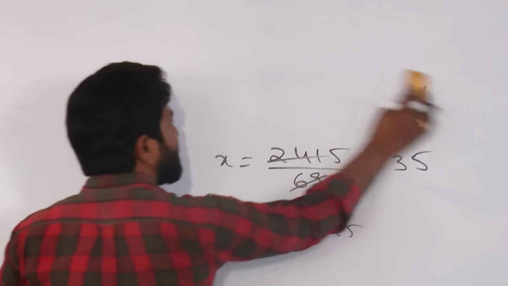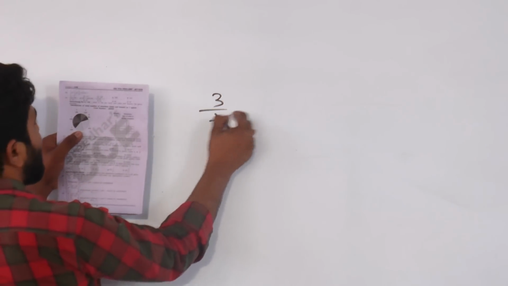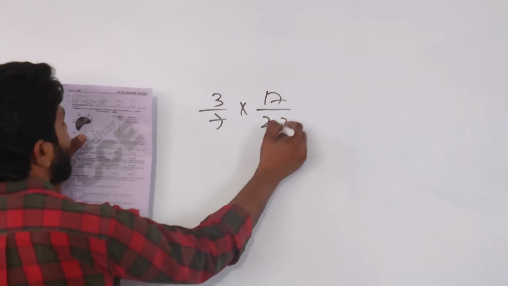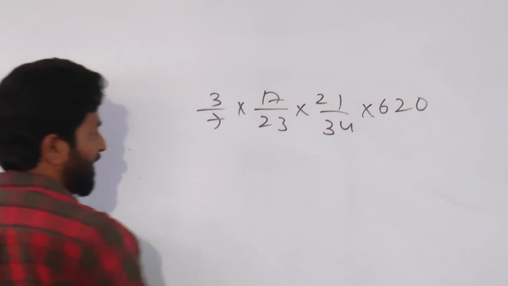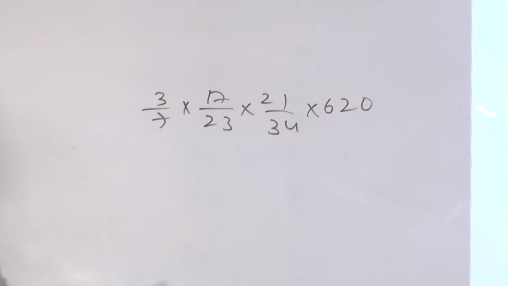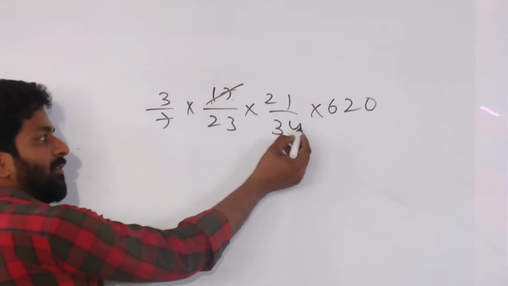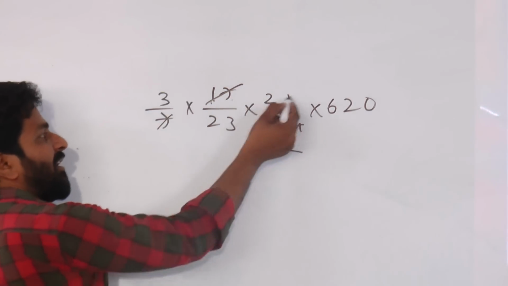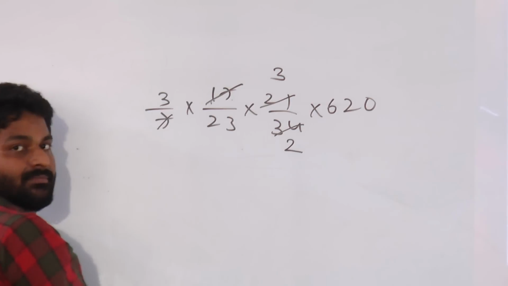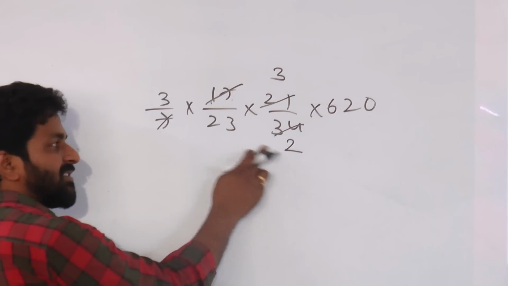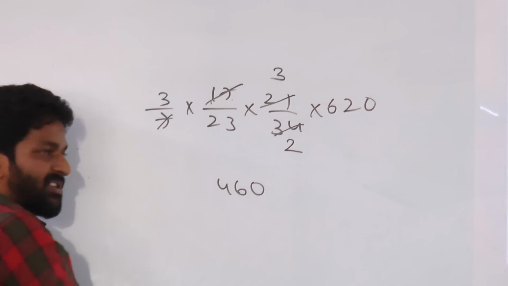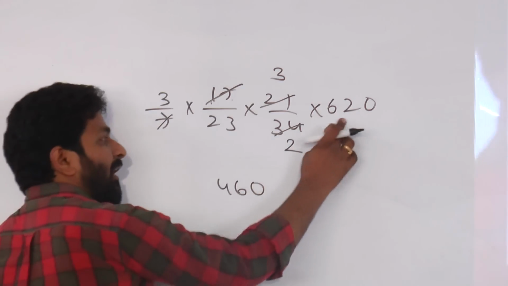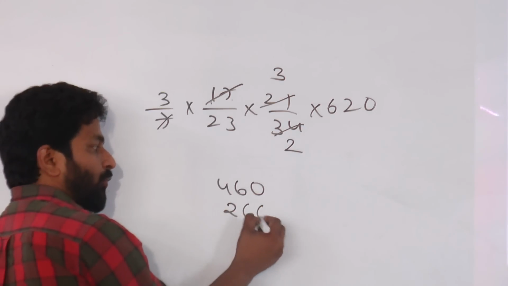Next, 39. 3/7 of 17 by 23, 21 by 34 into 620. This is equal to how much? Right. 17 2 times, 7 3 times. How much is this? 46. 46 10 times is 460. Still again you have 160.